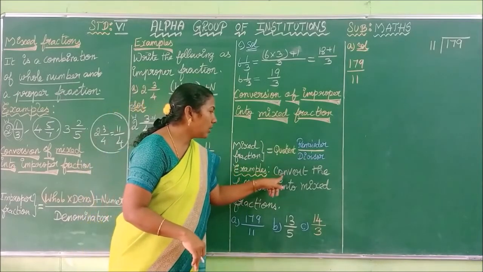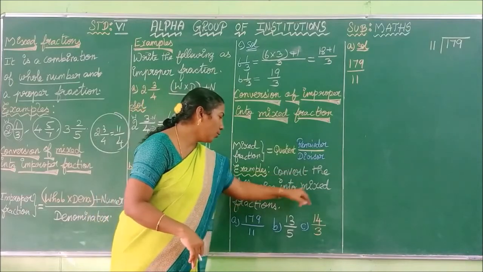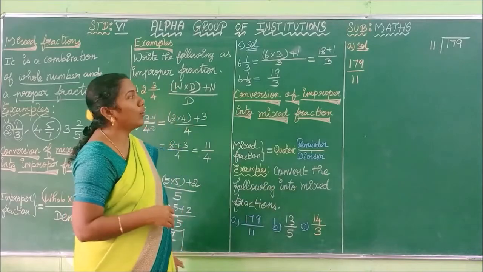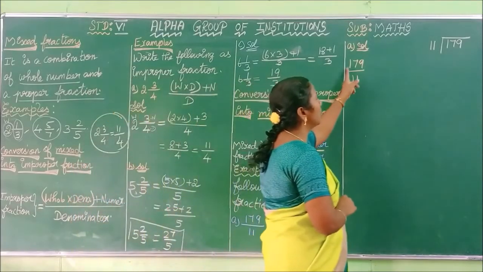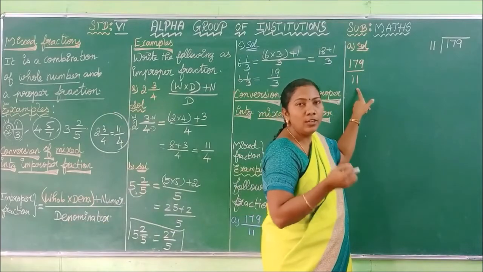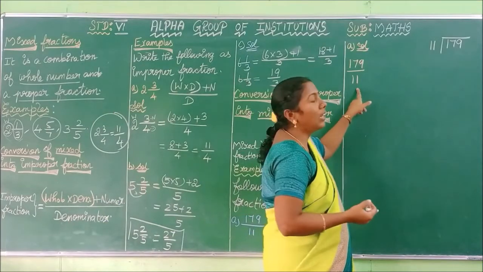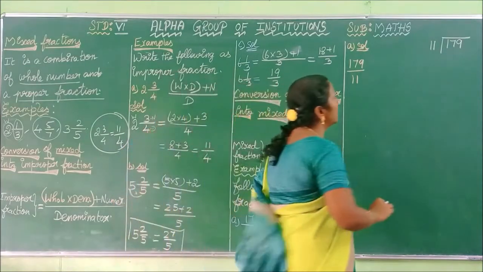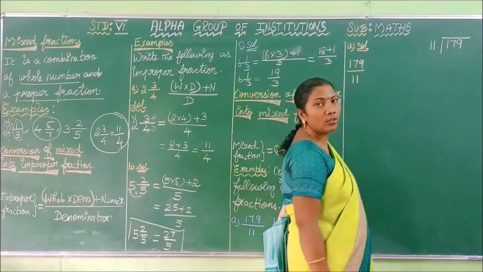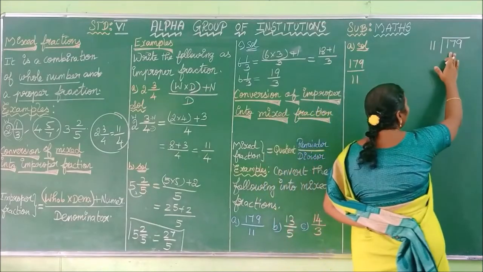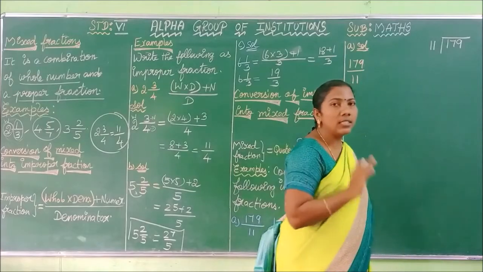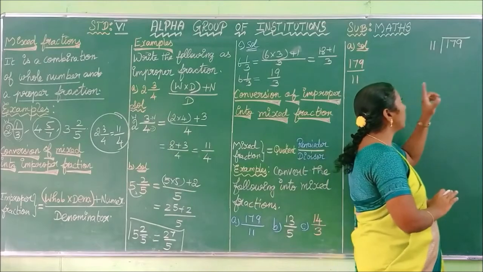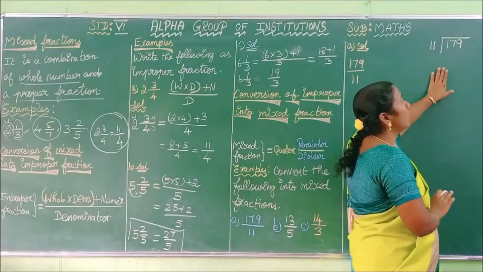First you have to read the question. Convert the following into mixed fraction. Read the first sum. 179 by 11. Now we are going to convert this improper fraction 179 by 11 into a mixed fraction. How can we convert? For that you have to divide the numerator by the denominator. So what is the numerator? 179. So what is the denominator? 11. See here, this is the rough part, a necessary part. Definitely in your answer sheet the rough part should be there. So do the rough part compulsorily.